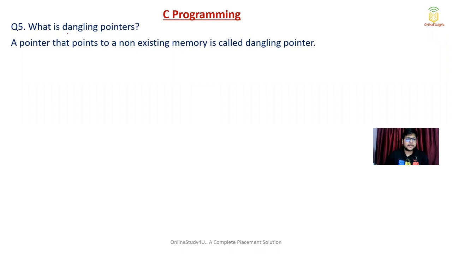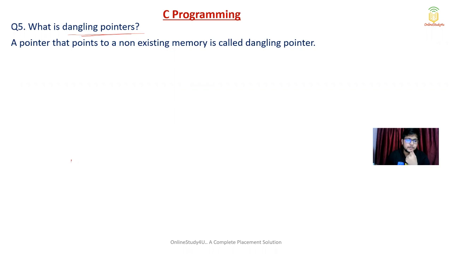What are dangling pointers? A pointer that points to a non-existing memory is called a dangling pointer. If a pointer is pointing to a memory that does not exist, it is known as a dangling pointer. Let us understand this with the help of an example.